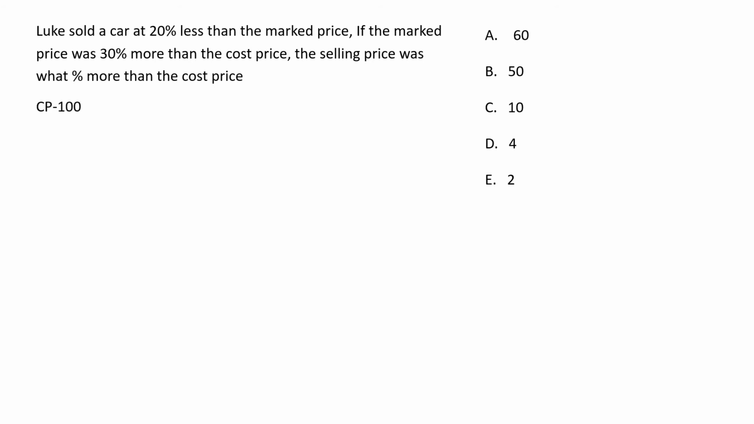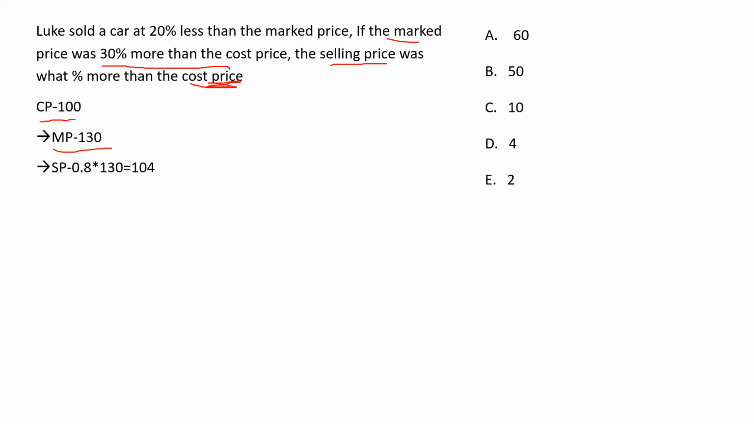Alright, we need to figure out selling price in terms of what percentage more it was than the cost price. So let's assume cost price is 100. Here we're given that the marked price is 30% more than cost price. What does it tell us? 30% more than 100 is 130, so marked price is 130.